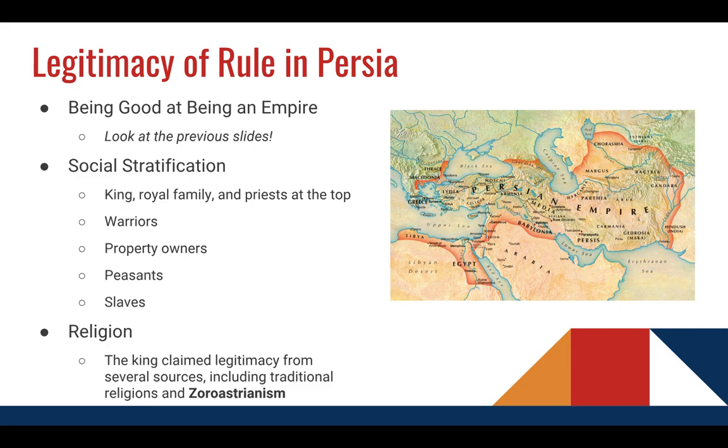Another thing that the Persian king or emperor does is he claims legitimacy from sources including religion. And actually, some of the early Persian kings claim legitimacy from multiple religions. They might worship many different gods from different areas of Persia and from the Persian religion of Zoroastrianism. So basically trying to find legitimacy with any god that'll have them.